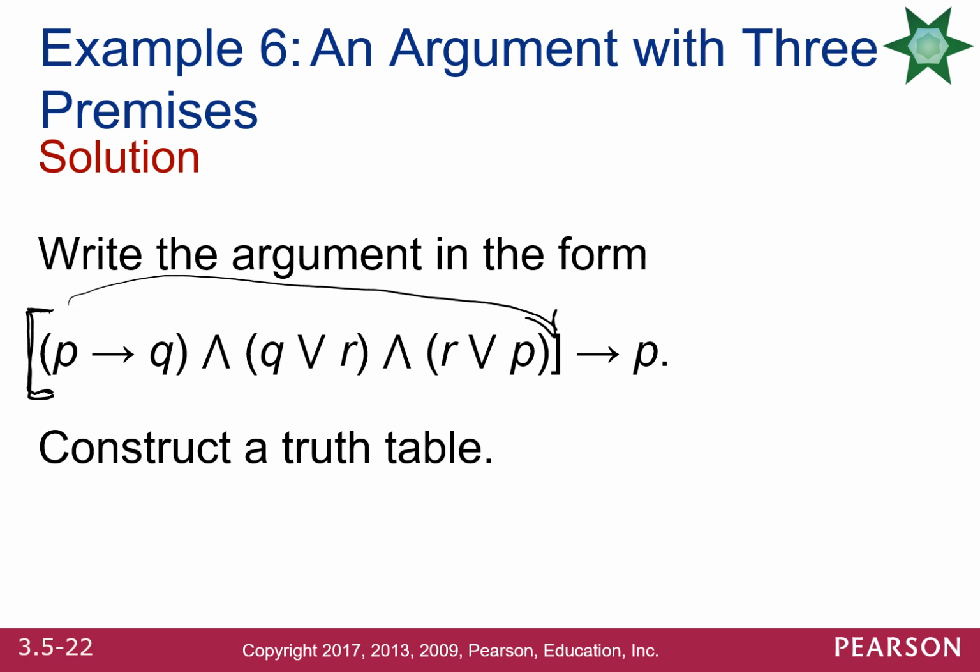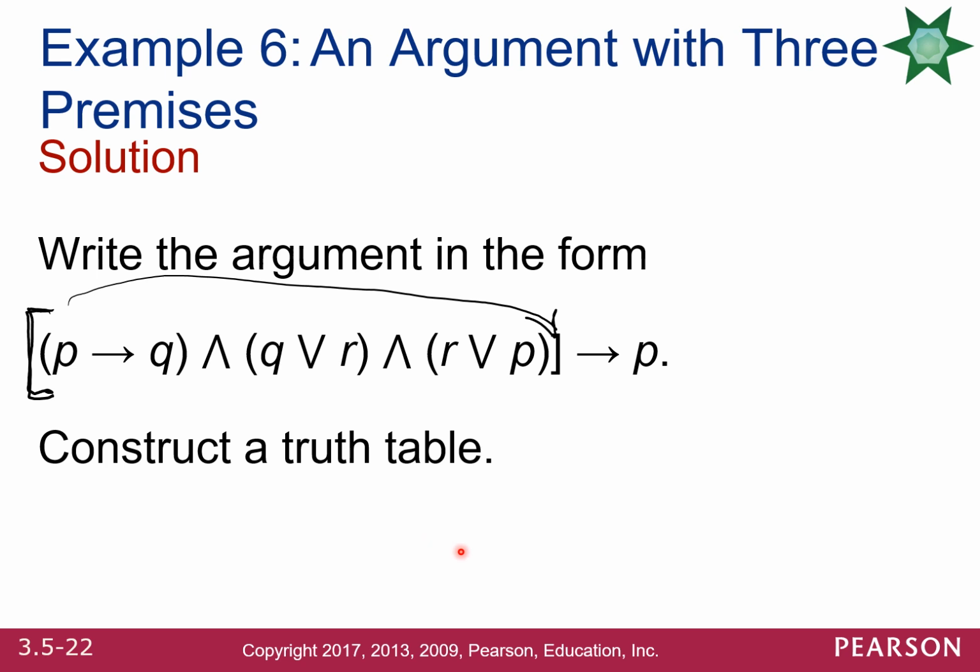So what do we have inside the square brackets? If P, then Q, and Q or R, and R or P. And then the conditional leading to a P. That's the conclusion, really. So if P then Q, and Q or R, and R or P, then P is the right way of reading this.